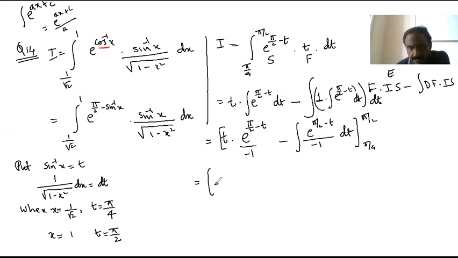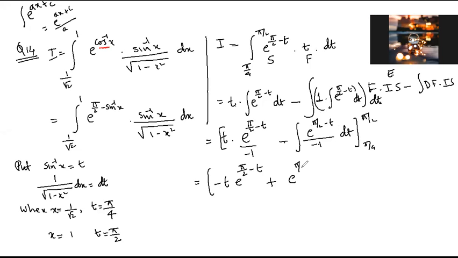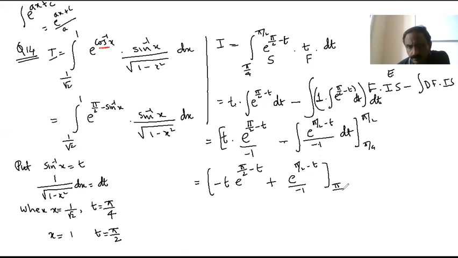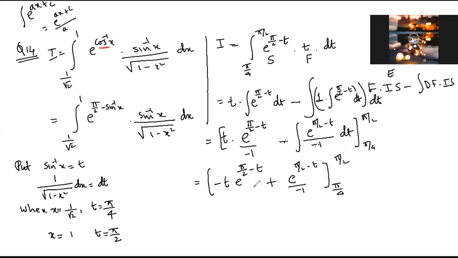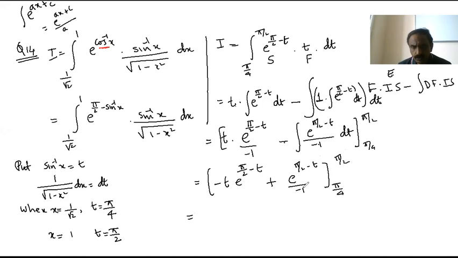Which I can write as minus t e raised to pi by 2 minus t. Plus, but when you integrate this, again minus will come: minus e raised to pi by 2 minus t upon minus 1, pi by 4 to pi by 2. It will be easy for us if I take common and then put the limit. Both of them are negative. So minus t plus 1 into e raised to pi by 2 minus t, pi by 4 to pi by 2.